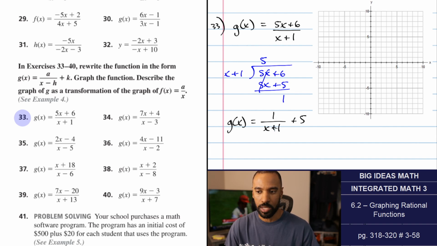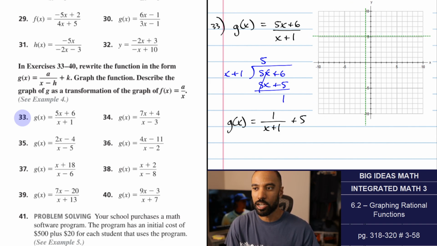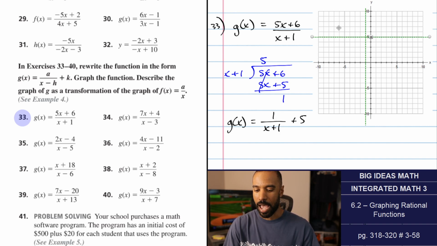Vertical asymptote, we now know, is x equals negative 1 based off what we've seen in the past. Horizontal asymptote is y equals 5. Now, does that agree with what we would have had in the past? Yes, we would have had the negative 1 the same way as before, no change there, and 5 divided by 1 is 5 for horizontal.